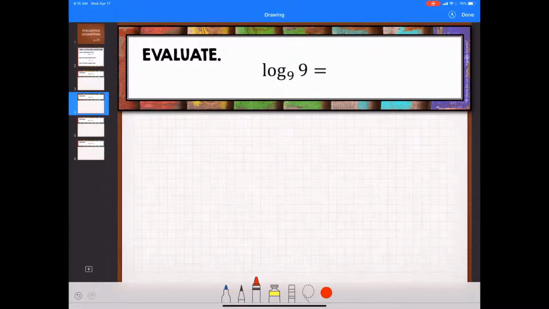Next example. Again, we're going to set it up equal to x. We're going to write it in exponential form. 9 to the x power equals 9. And 9 to the first power equals 9. So we know that x has to equal 1.